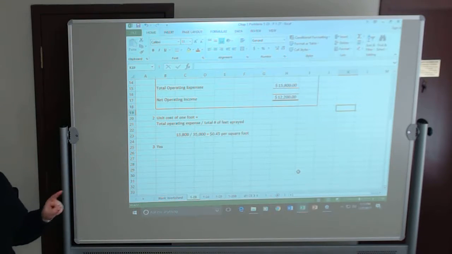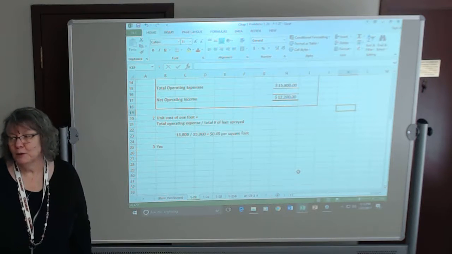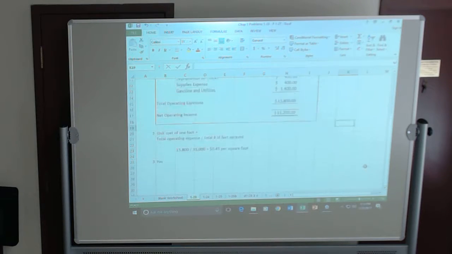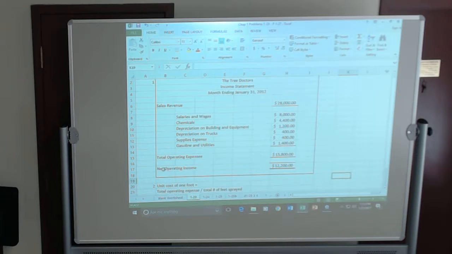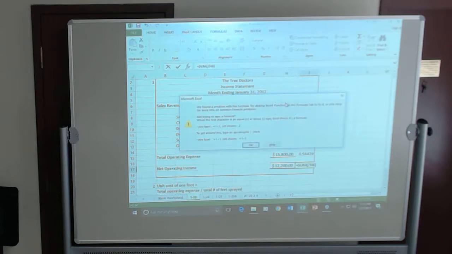The other side, that's also the way you calculate percentages. Okay? If I want to know what percentage was expenses for the month, right here, I'm going to start my formula. 15,800 divided by the total revenue. And then if I want to know what my net income is, 12,200 divided by total revenue.